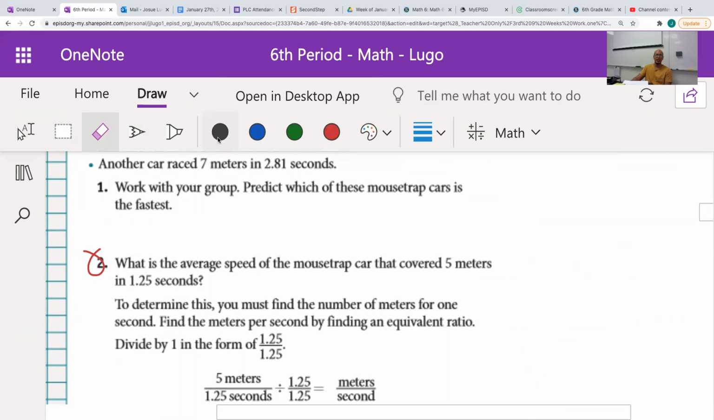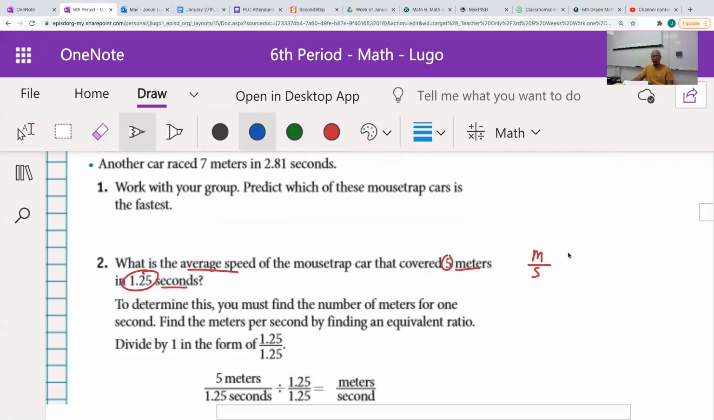So this mousetrap car covered 5 meters in 1.5 seconds. I kind of messed that up. There we go. So 5 meters in 1.5 seconds, and we want to know the average speed. Remember, what are our 2 units that we're using? That's going to be distance, which is meters, over time, which is seconds. That's our average speed, distance over time.